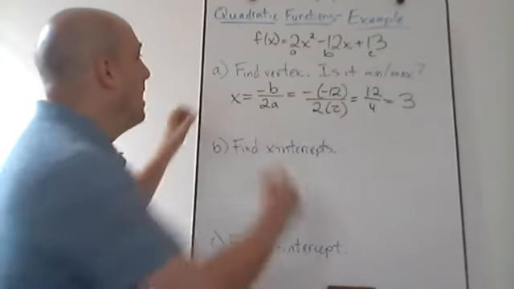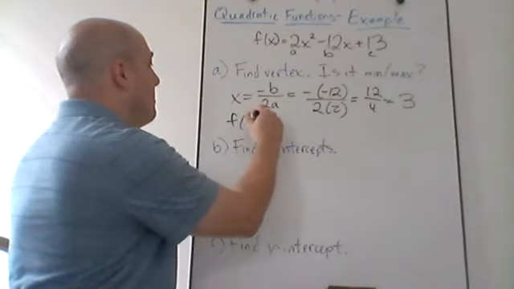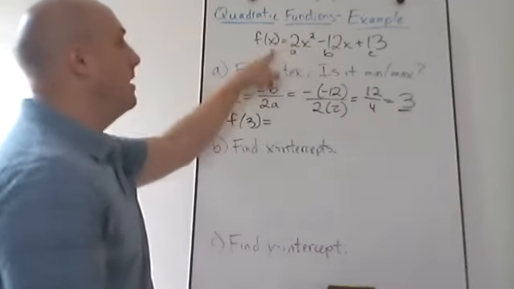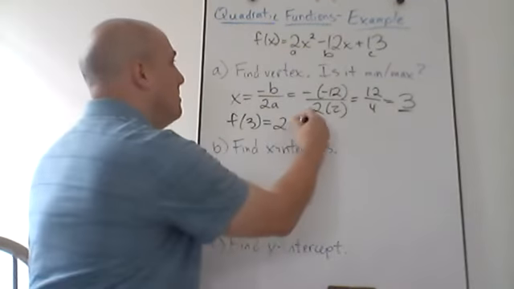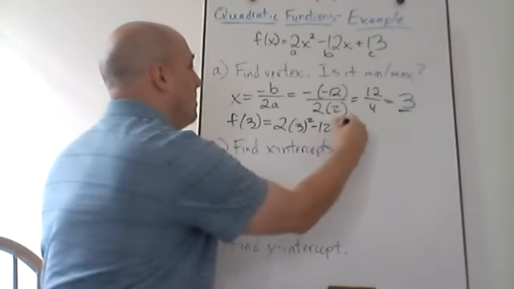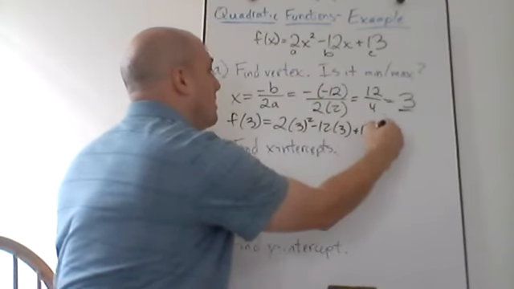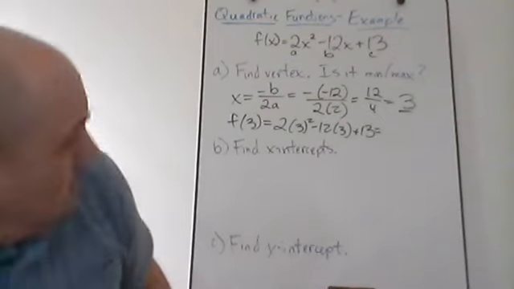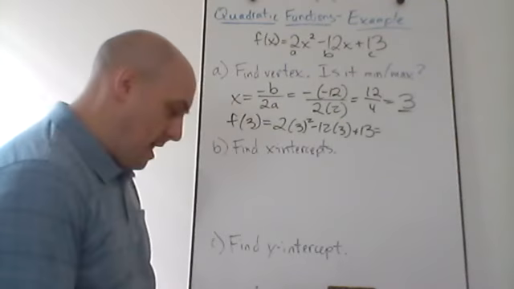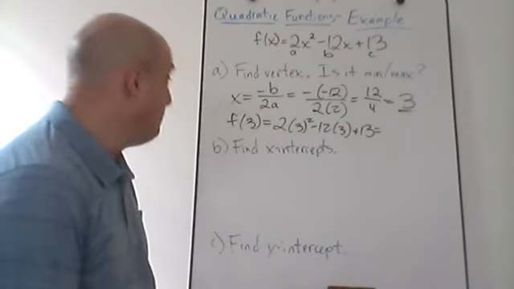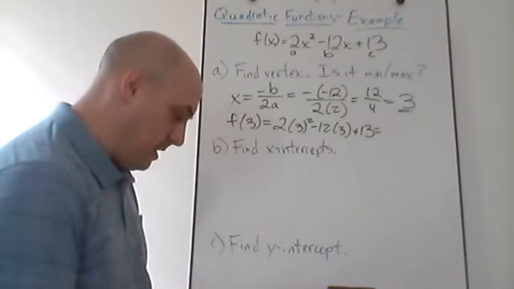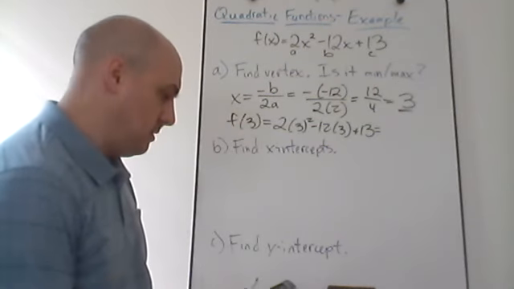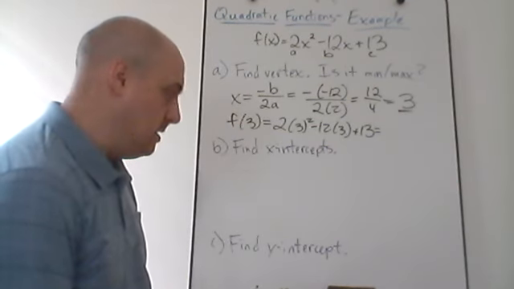So I have to find now f of 3. I take my result here, x equals 3, and plug it up here into my function. So it's going to be 2 times 3 squared minus 12 times 3 plus 13. And that's something that I actually reach for my calculator for. 2 times 3 squared minus 12 times 3, and then plus 13. And that's going to give me negative 5.